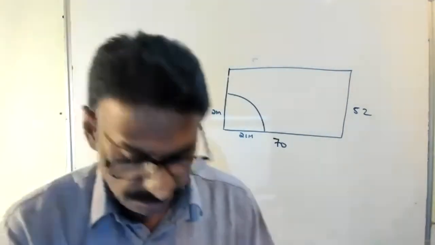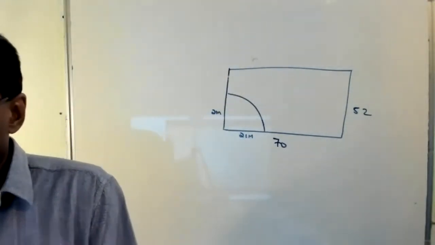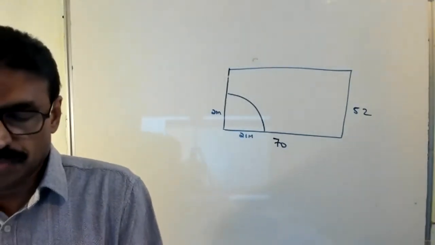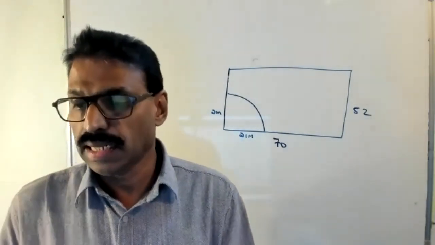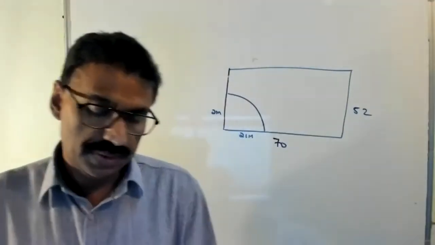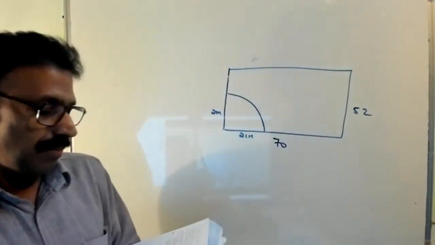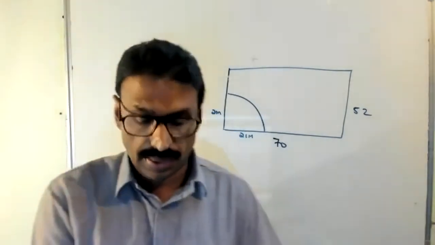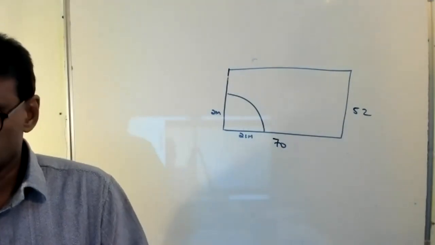First line, listen. A horse is placed for grazing inside a rectangular field 70 meter by 52 meter. That means length is 70 meter, breadth is 52 meter, and is tethered. Tethered means what? Tied here in a corner by a rope 21 meter. How much area can it graze? Okay, try now.